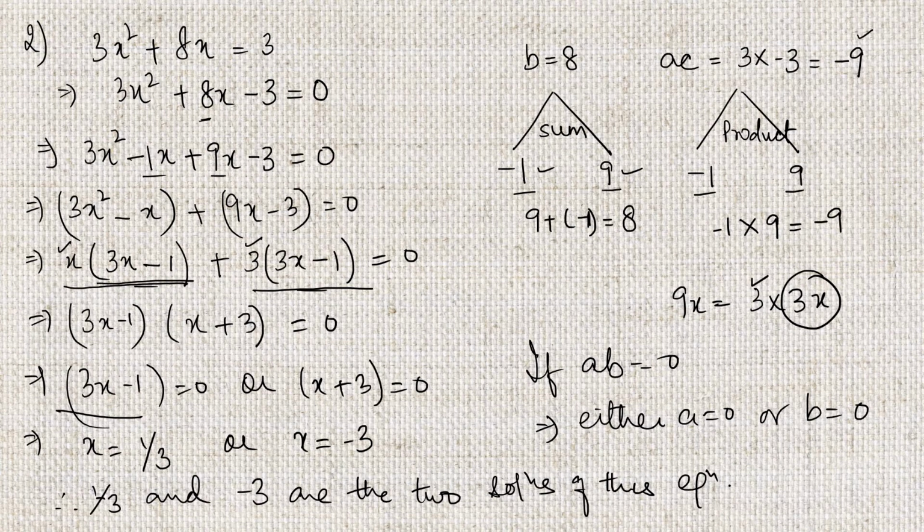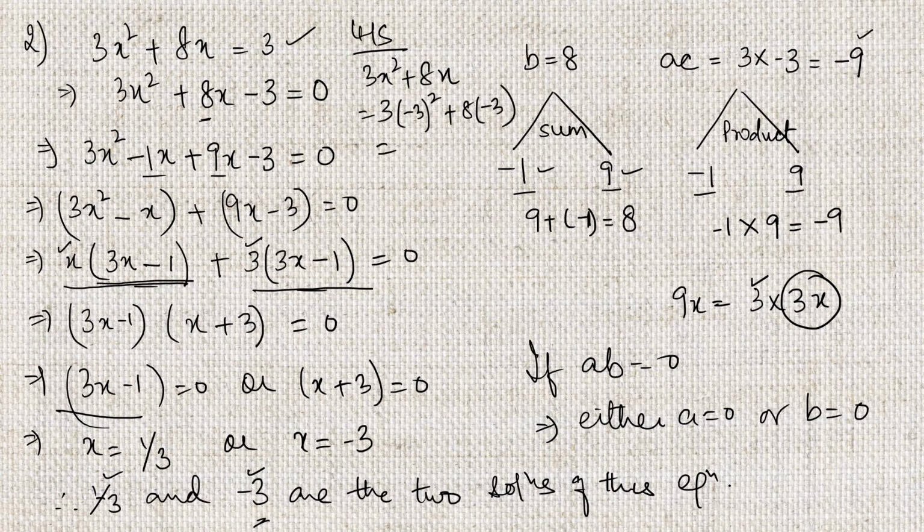If you have to check whether your solution is correct or not, put these two answers or solutions back in the original equation. If LHS and RHS are equal, that means your solutions are correct. We can check for minus 3. Left hand side is 3x square plus 8x. If I put x as minus 3, it will be 3 into minus 3 square plus 8 into minus 3.